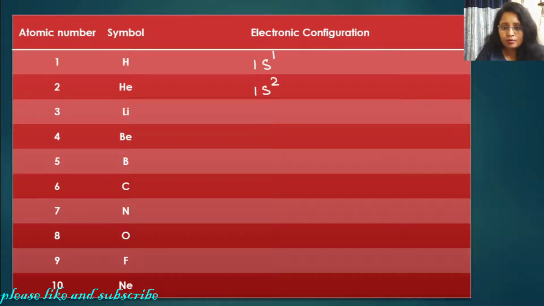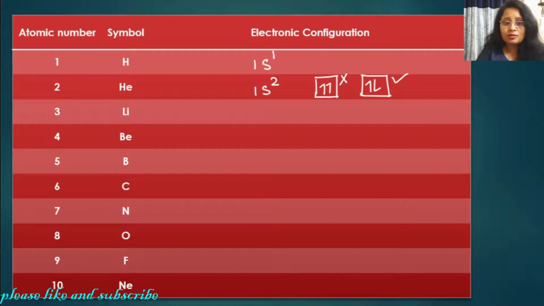Here one more thing I want to tell you about is Pauli's exclusion principle. Here there are 2 electrons. So we can write it here like this, or we can write it here like this. The first one is wrong and the second one is correct. This is Pauli's exclusion principle. It states that no 2 electrons in any atom can have the same 4 quantum numbers.